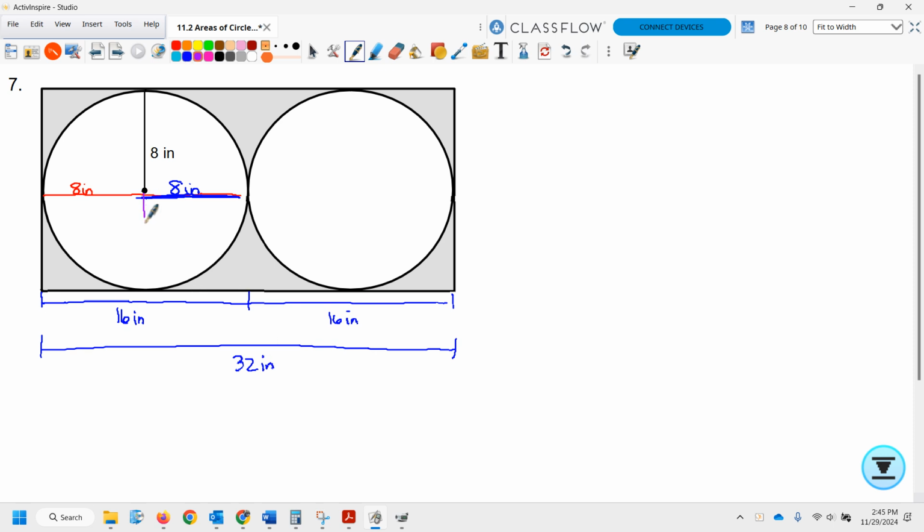Again, this is also the radius, which is 8. So I hope you can see that makes the whole width here 16. All right. So to find the area of a rectangle, you simply take length times width. Okay? So we can find the area of the rectangle, and we're going to subtract out 2 circles because there are 2 identical circles, 2 congruent circles. Okay?